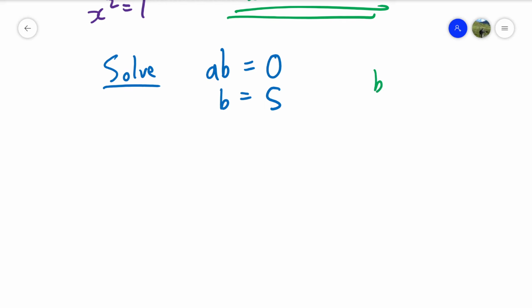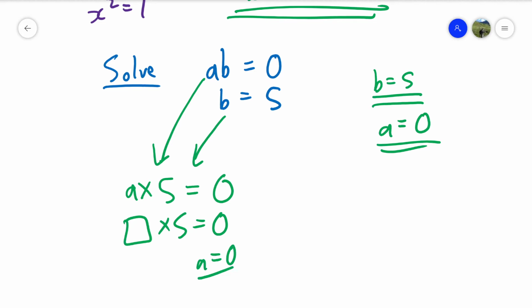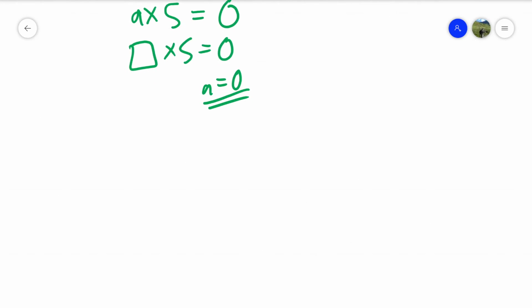And the answers are obviously b equals 5, because we can already see it, and a equals 1. A equals 0. Ooh, I just said it wrong, but I read it correctly. So what's going on here? We know that b is 5, so we can sub it in. A times 5 equals 0. Which means something times 5 is 0, which means that a has to be 0. There we go. Next question.